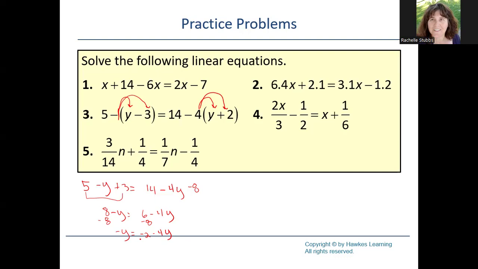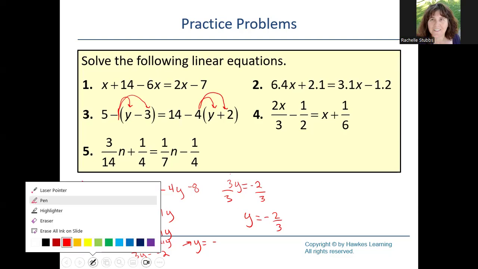And let's see. I'm going to add 4y to each side. And that gives me 3y equals a negative 2, or y equals a negative, if we divide by 3, let's put it up here. 3y equals a negative 2. I'm going to divide by 3, and I get y equals a negative 2/3. And that would be my answer there.